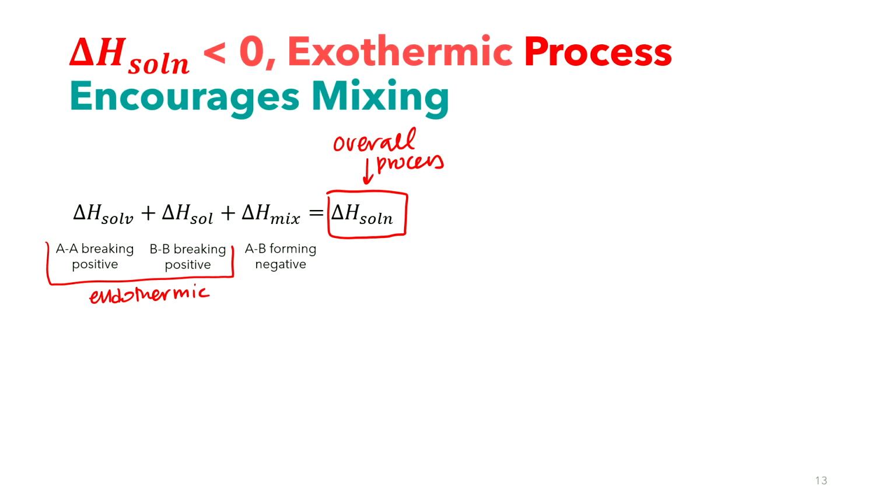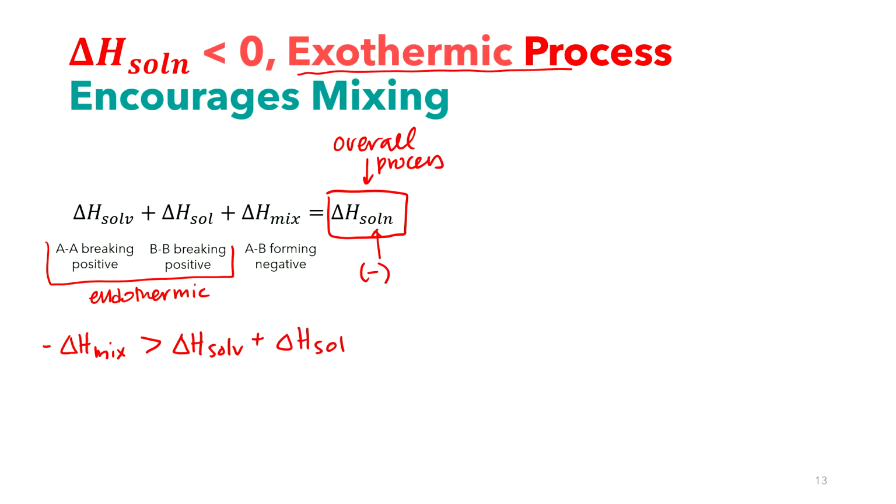The benefit, the new IMF that I get to form, that's always negative. That's always exothermic. If the overall process is exothermic, that must mean that delta H of solution is negative. That means that delta H mix, which is a negative number, so I'm going to put a negative in front of it, now that's a positive number. That means that this is bigger than delta H solvent plus delta H solute.